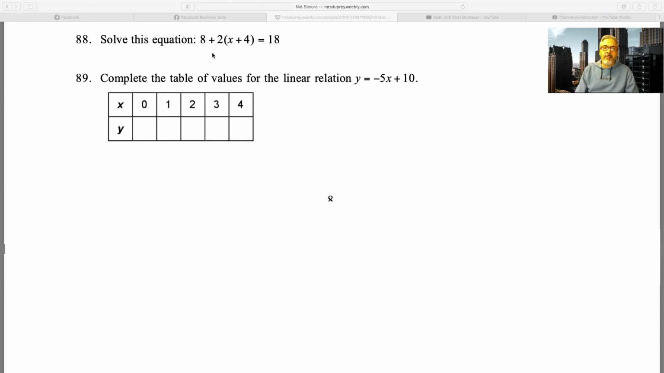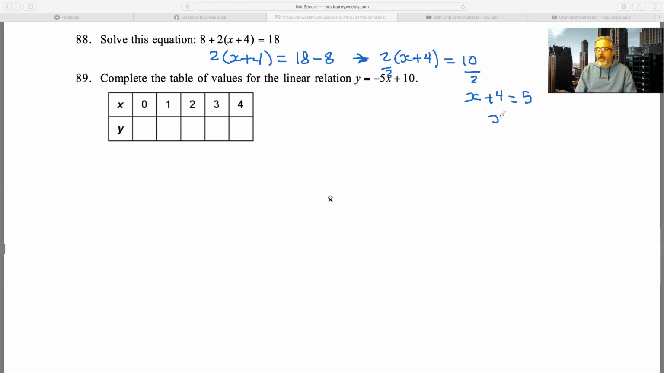Okay, so here's another one. There are a few things that you could do here. Sometimes in math, there are a few approaches that you could use. So I'm going to do this approach: this 8 here, I'm going to move it to the other side. So I have 2 brackets, x plus 4, equals 18 minus 8, which gives me 2 times x plus 4 equals 10. Now I'm going to divide both sides by 2. So 2 here, 2 there, and that will give me x plus 4 equals 5. You move the 4 to the other side, becomes minus 4, and therefore x equals 1.